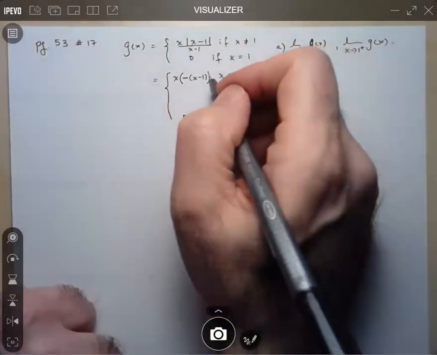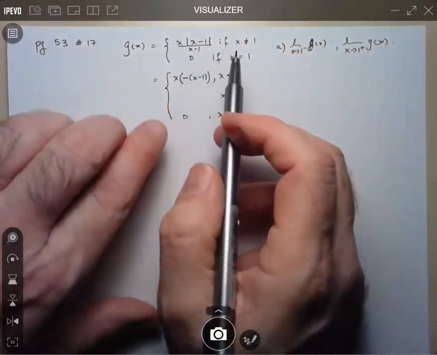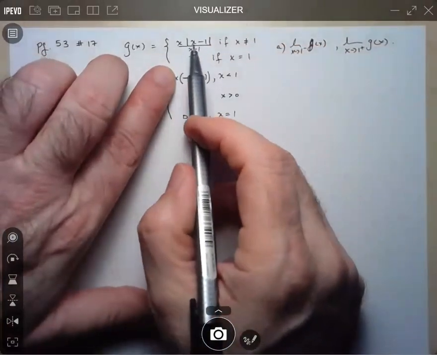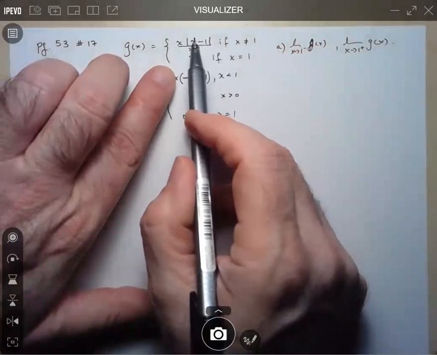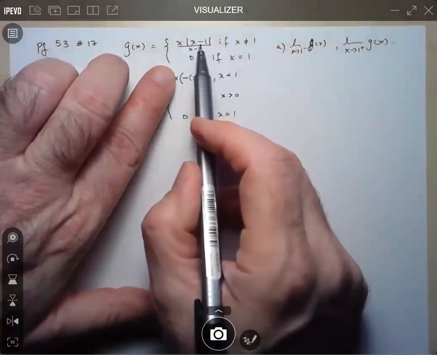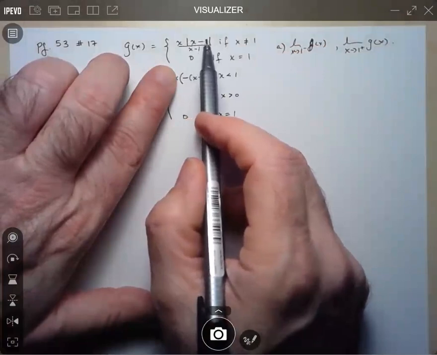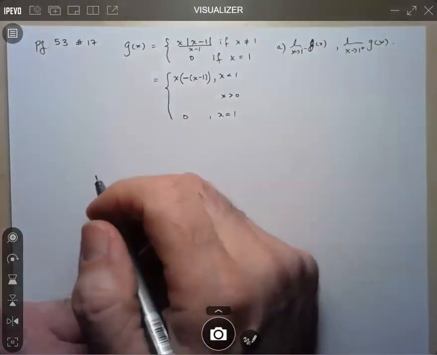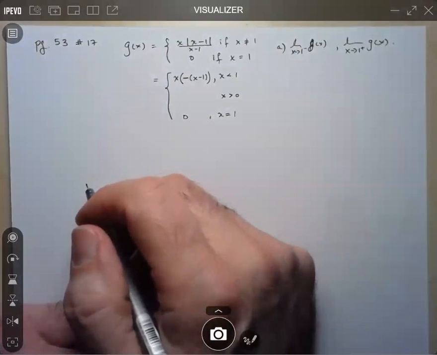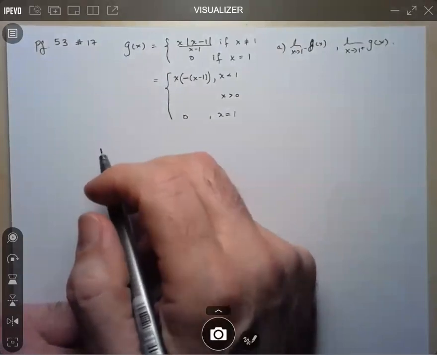Are there any questions on this? Forget this x here, just look at the absolute value. Here we're assuming x is less than 1. So we know the number inside that absolute value is negative. So I multiply it by -1 to ensure that it's positive. Any questions on that?